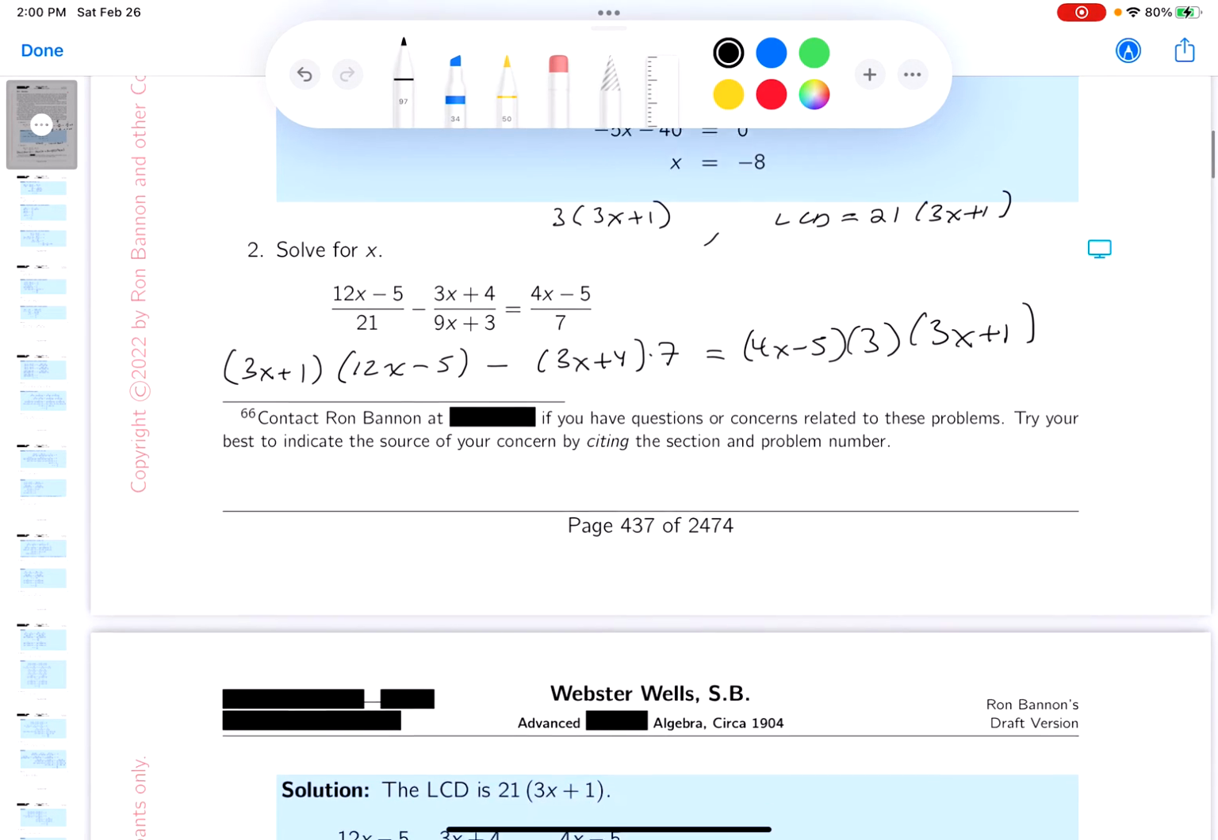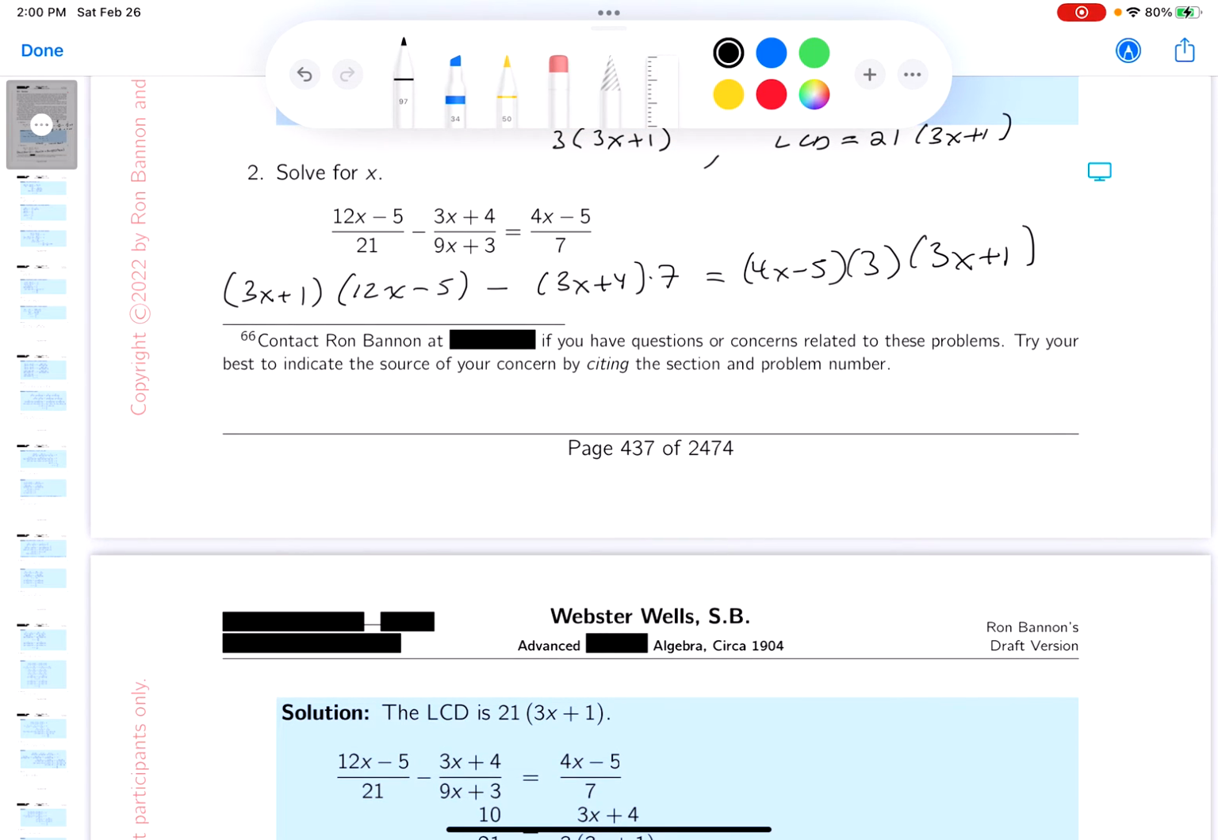All right? I know it seems like a lot of work, but I'm going to just plow through it now. And what do you get? Let's see, you get 36x squared minus 15x plus 12x minus 5 minus 21x minus 28. Let me do the other side.